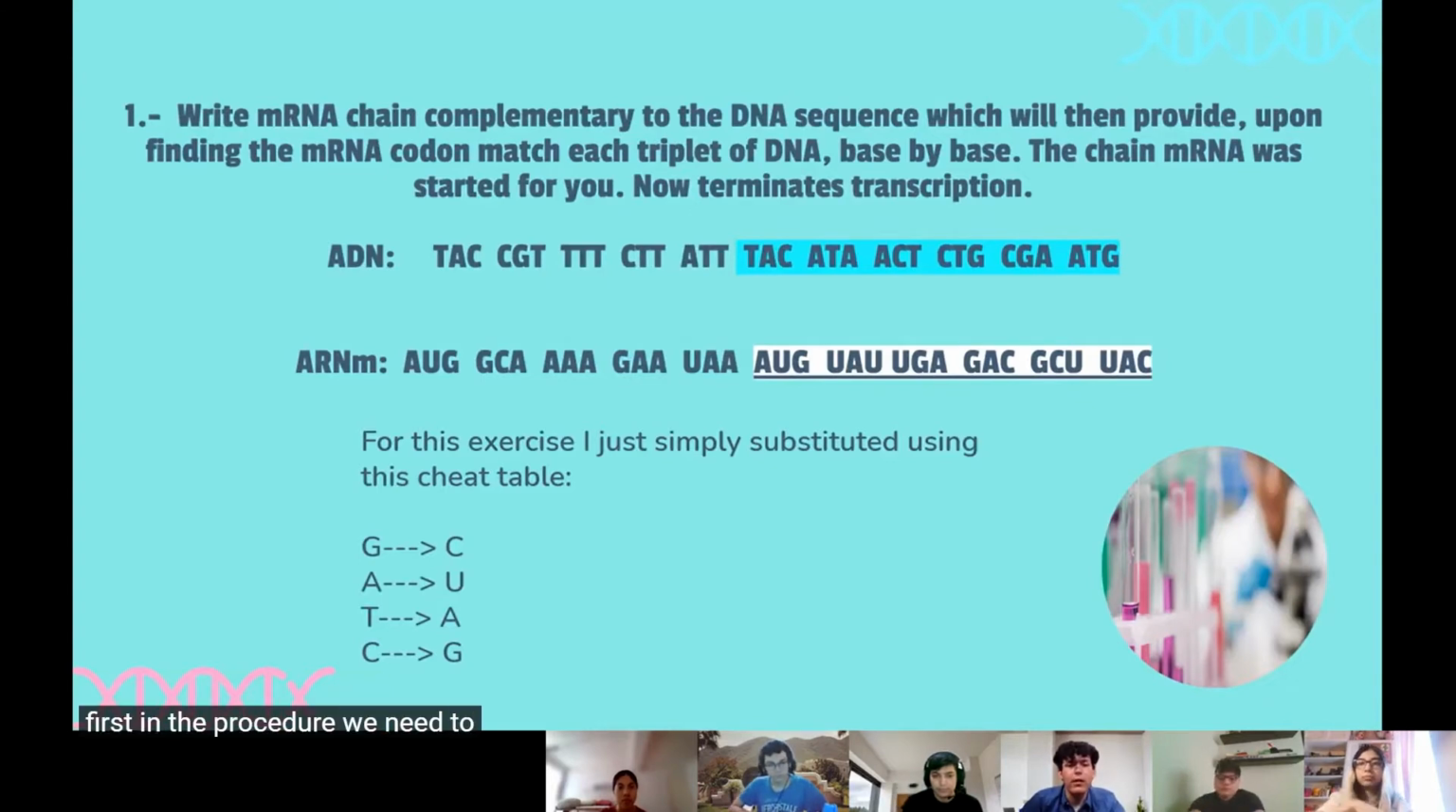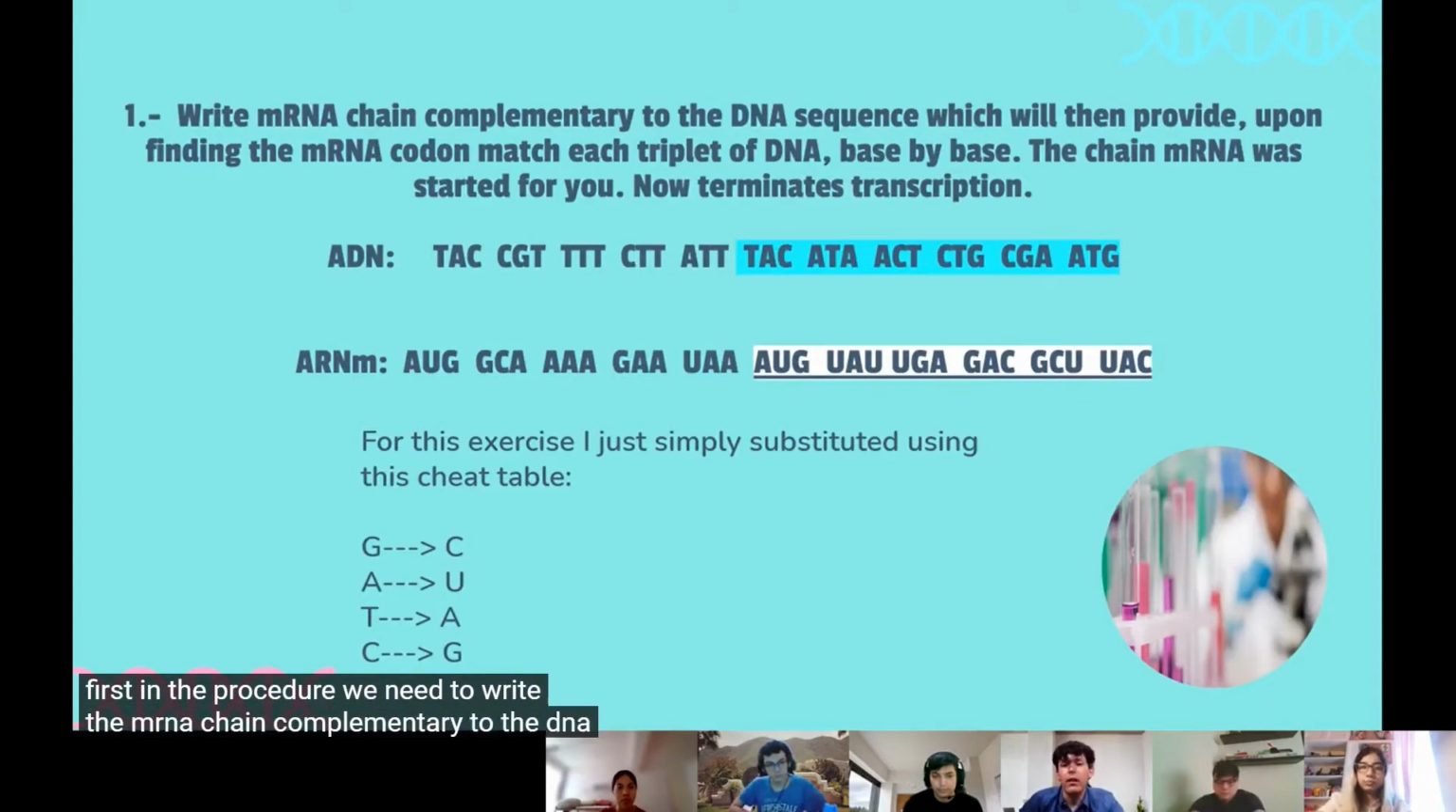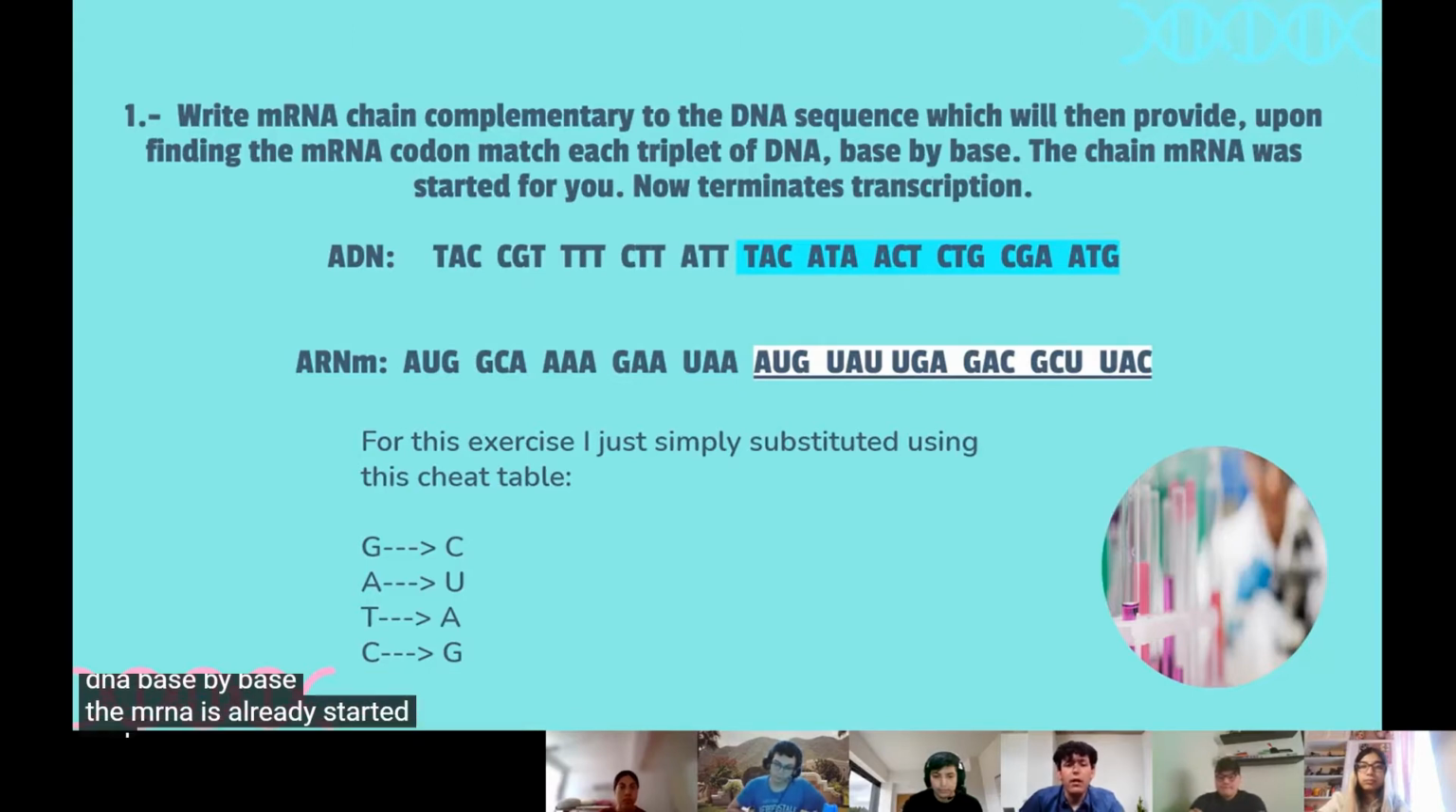First, in the procedure, we need to write the mRNA chain complementary to the DNA sequence that is provided, and upon finding the mRNA codon, match each triplet of the DNA base by base. The mRNA is already started and we just completed it. The underlined DNA to the RNA. For this exercise, we simplify by substituting using this cheat table: from G to C, from A to U, from T to A, and from C to G.